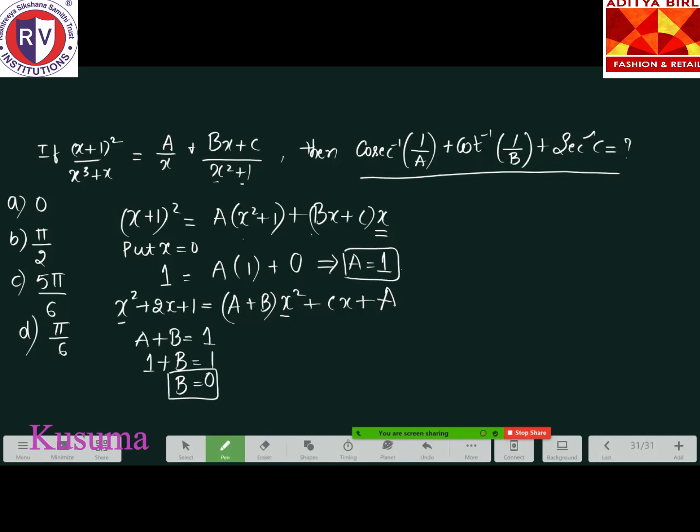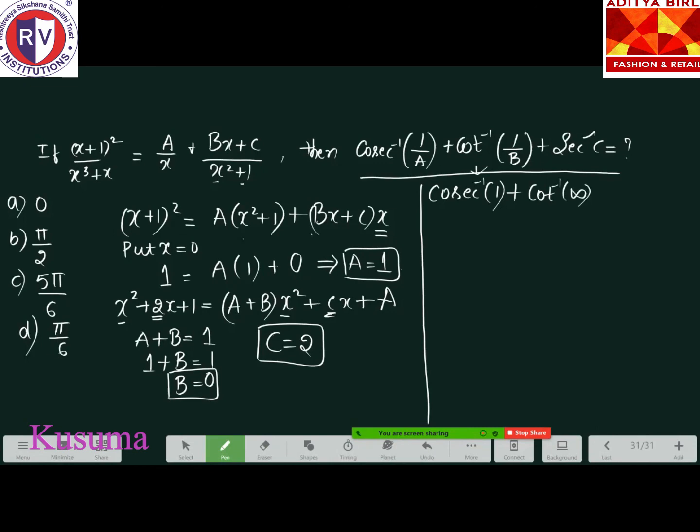So now the coefficient of x here is c and here it is 2. So c will be equal to 2. So now we got the values of a, b and c. So from here, we need cosecant inverse of 1, that is 1 by a, plus cot inverse of infinity, right? The value of b is 0. Therefore, it is cot inverse of infinity plus secant inverse of 2.